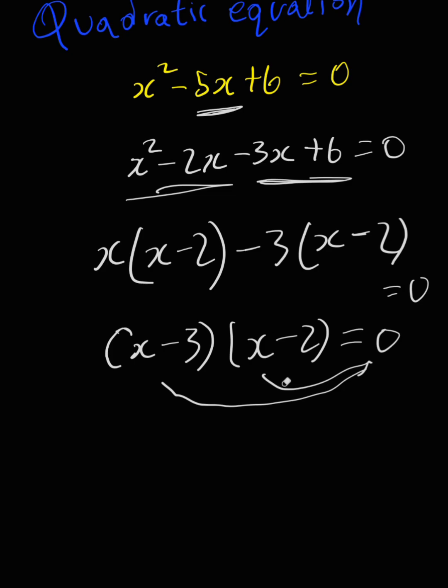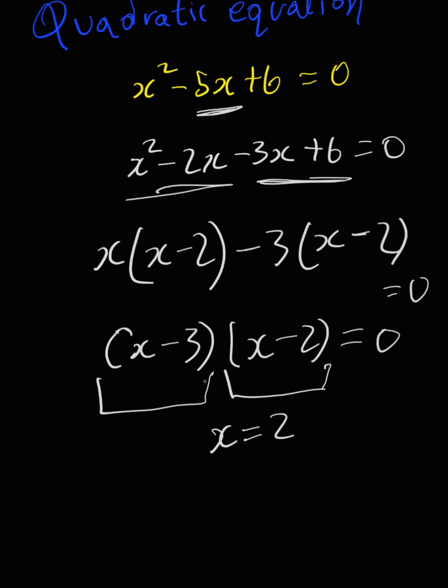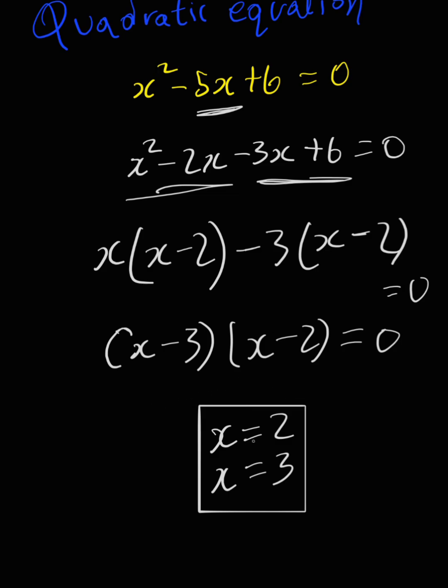So what this means is that if x minus 2 is 0, x would equal 2. But if this factor was 0, x would equal 3, and these are our solutions. So for this equation we get two solutions: x is equal to 2 and x is equal to 3.